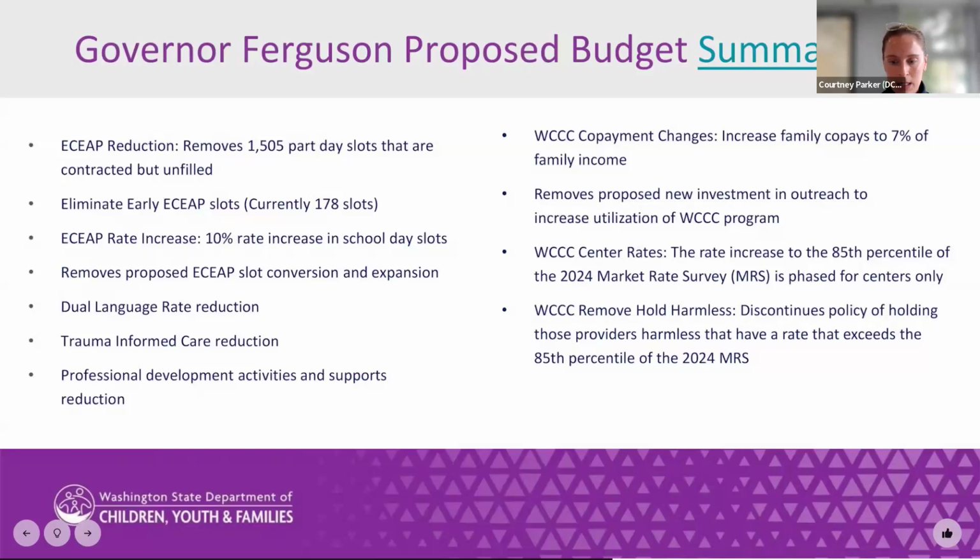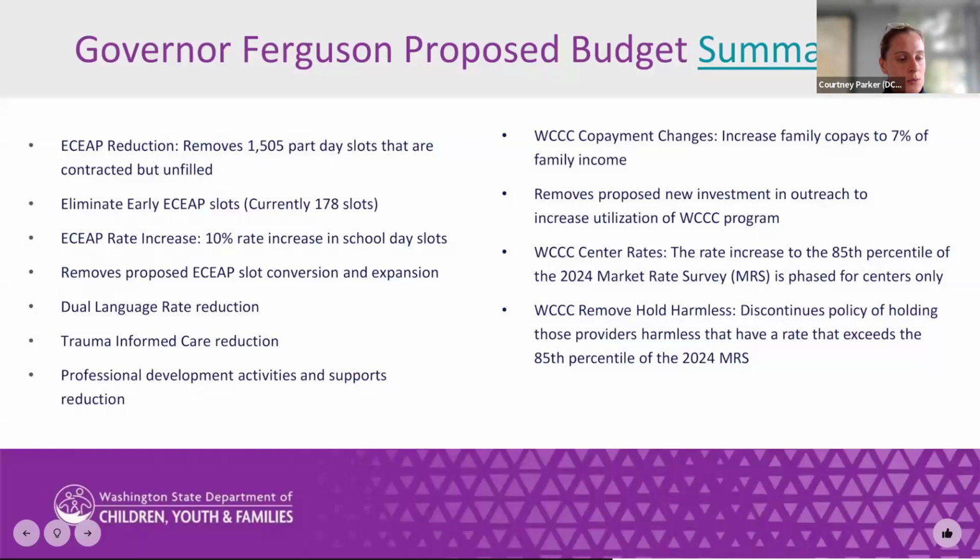The next piece, professional development activities and support reductions. That was not included in the Inslee budget, and I'm sorry, I have this out of order in my notes, but this includes contracts that train providers and develop them through relationship-based supports. Like I said, this was not included in the Inslee budget. The next piece, Working Connections co-payment changes to increase family co-pays to 7% of family income, was not included in the Inslee budget.